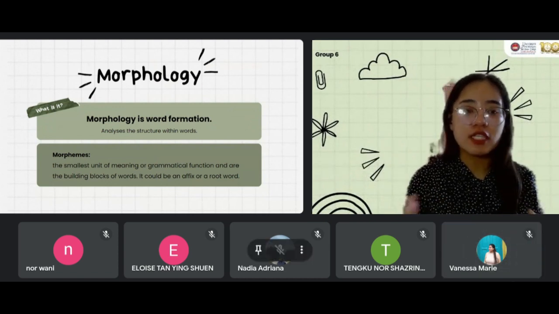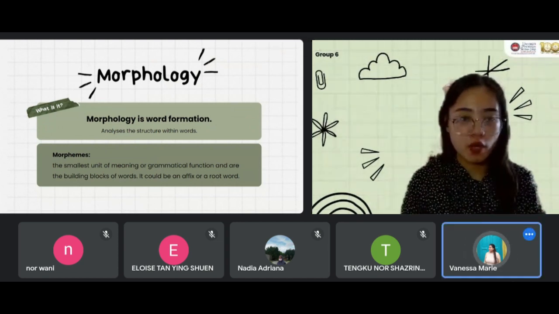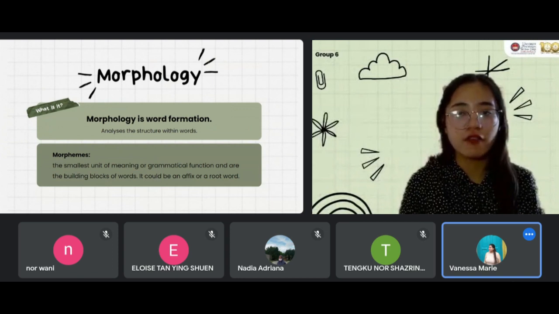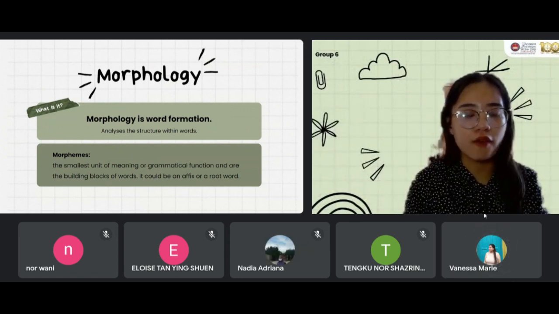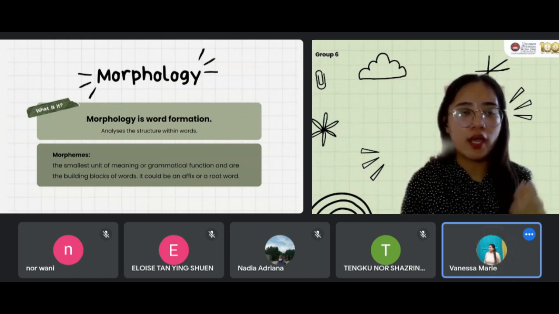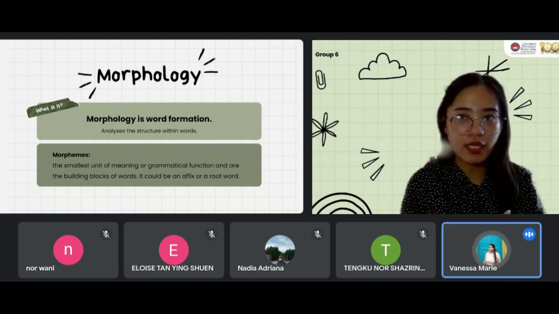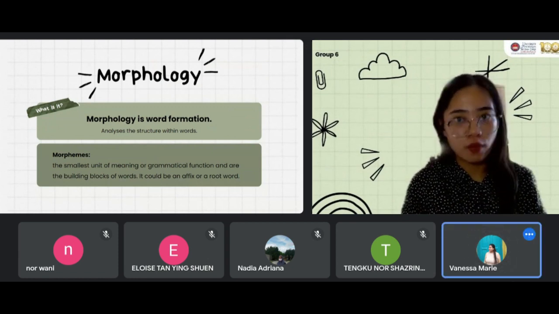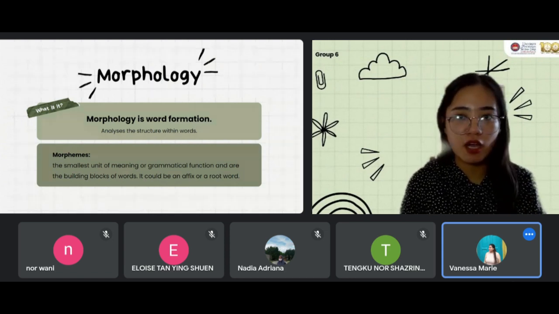So morphology is a linguistic branch that focuses on the study of words and formations of words. It delves into the way in which words are composed of smaller meaningful units called morphemes. These morphemes, whether they are roots, suffixes, or prefixes, contribute to the overall meaning and grammatical function of a word. And there are two types of morphemes, which are free and bound morphemes.